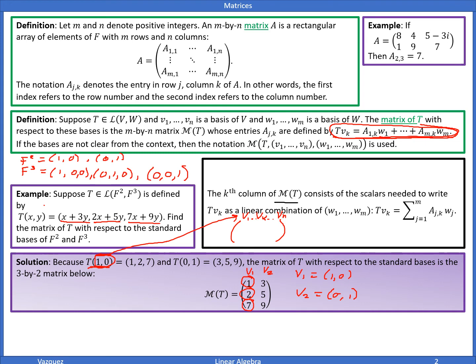And the same thing for vector 2, that's right here, the second basis vector of F2. We get that the resulting components are 3, 5, and 9. Right, so here they explicitly told us what the linear transformation was doing, we just plug in those numbers. Now, up here it says if bases are not clear, then we just use this notation. We probably won't see this, not in a while, but just keep that in mind because here we're using the standard bases. It may not always be the standard bases.